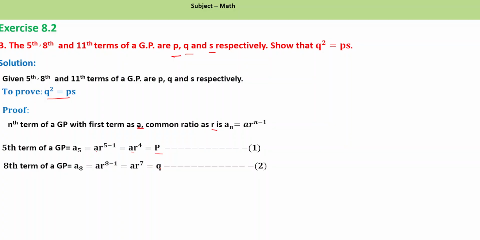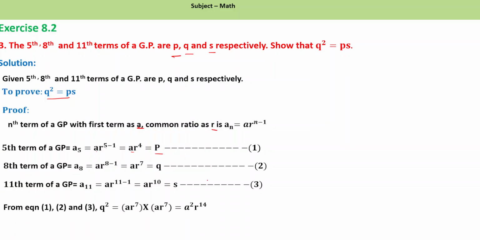Let us assume that is Q, because here they have given the terms: the 5th term is P, the 8th term is Q. So now let us find the 11th term. The 11th term of a GP is A11 = A × R^(11-1), that is A R^10, which is S as per the given statement. From 1, 2 and 3, we can write Q² as A² R^14, because 7 squared will be 14. So A² × R^14.